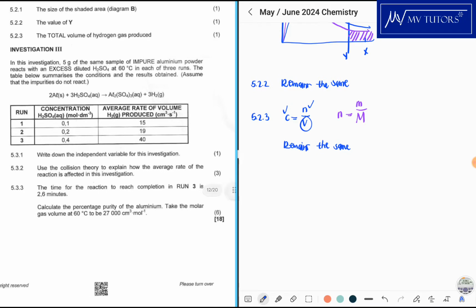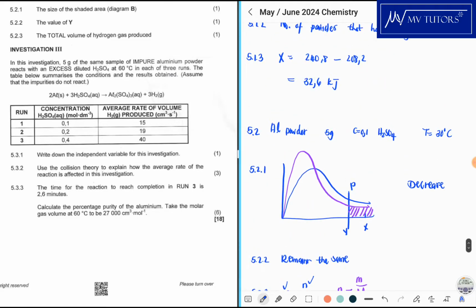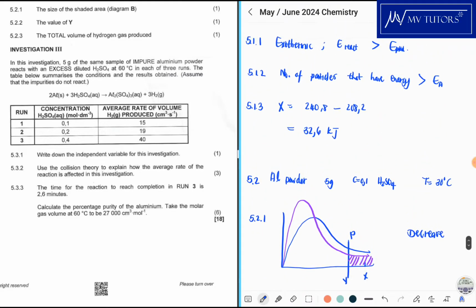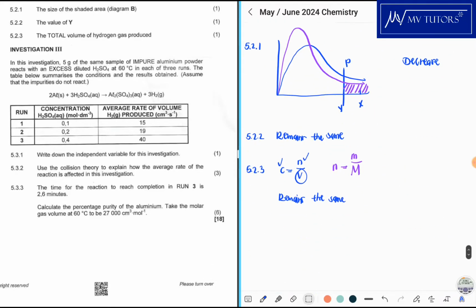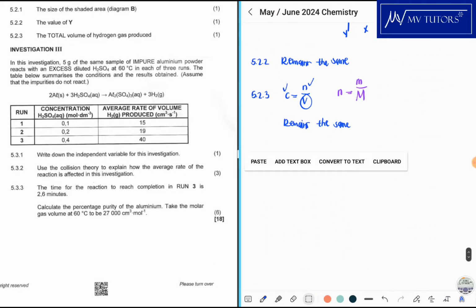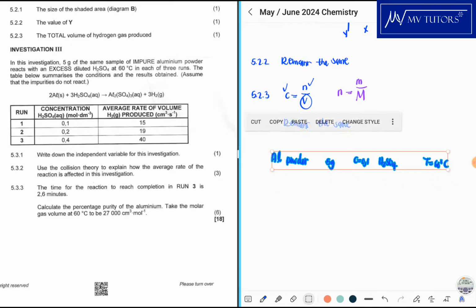In this investigation, 5 grams of the same sample of impure aluminium powder reacts with excess diluted sulfuric acid at 60 degrees in each of the 3 runs. So we still have similar conditions. We still have the same 5 grams, and the temperature is also still the same. Now what happens to the concentration? This is now 5.3.